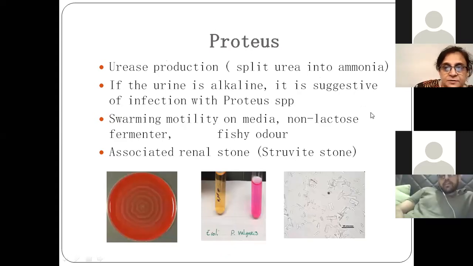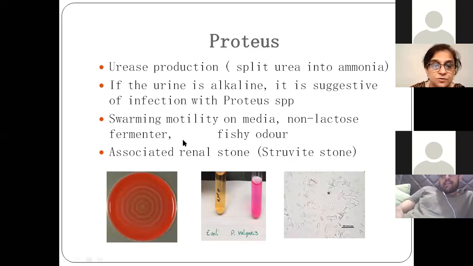One important characteristic of Proteus is that it produces urease, and this urease can split urea into ammonia. I just told you that urine is slightly acidic, but if there's infection with Proteus, it's going to become alkaline. So if you see a urine report in which the pH value is 7 or 7.5, somewhere above 7, then you should suspect an infection with an organism which is splitting the urea and causing the pH of the urine to become alkaline. So this is a characteristic feature of Proteus.